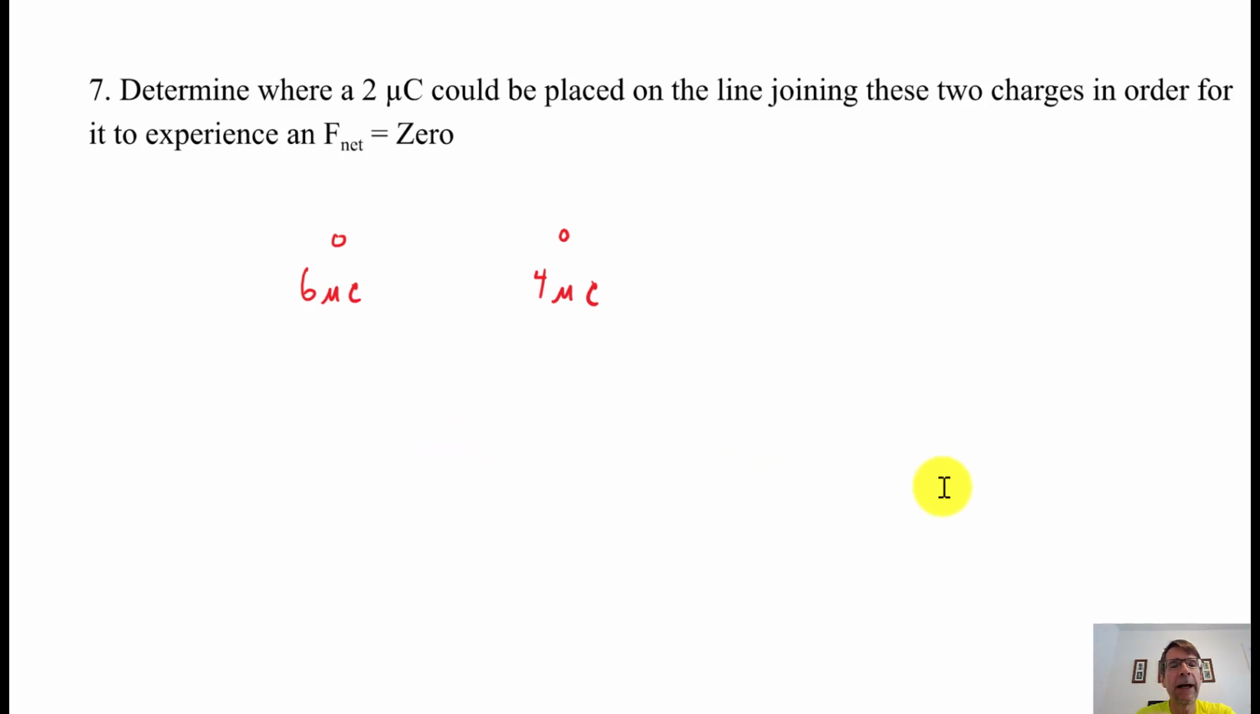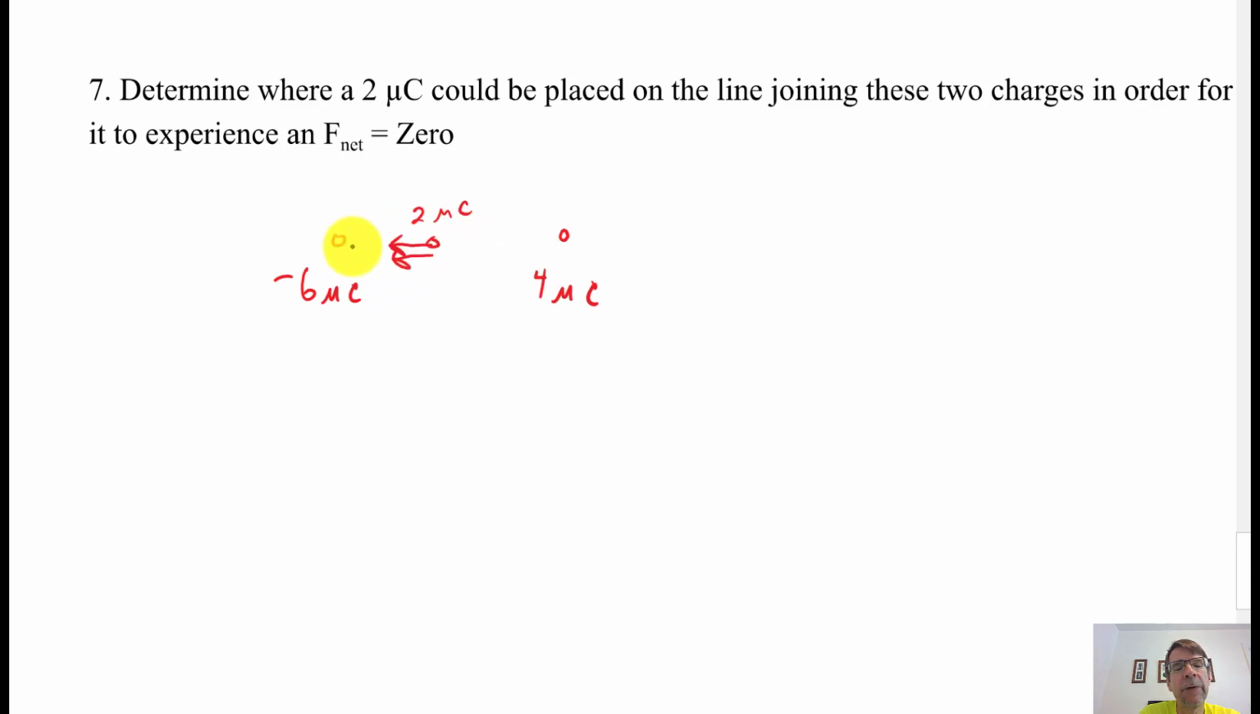All right, if I put, and this will be the wrong spot, let me just show you. If I put the 2 right here, a 2 microcoulomb charge right there, it's going to be repelled by the 6. Oh, sorry, I meant to put that this is -6. So put that in there, sorry. -6. So it's attracted to the -6, and it's repelled by the 4.